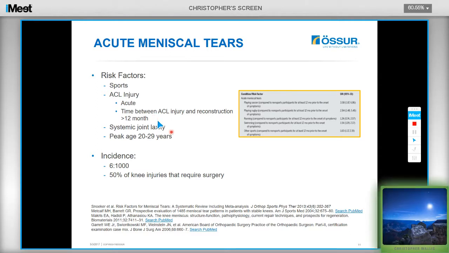Similarly, those patients that have systemic joint laxity are at greater risk, again because of the increasing relative movements between the femur and tibia. Acute meniscal tears have an incidence rate of about 6 in 1,000, and it's suggested that 50% of knee injuries that require knee surgery can have a presenting acute meniscal tear in isolation or in conjunction with other injuries.